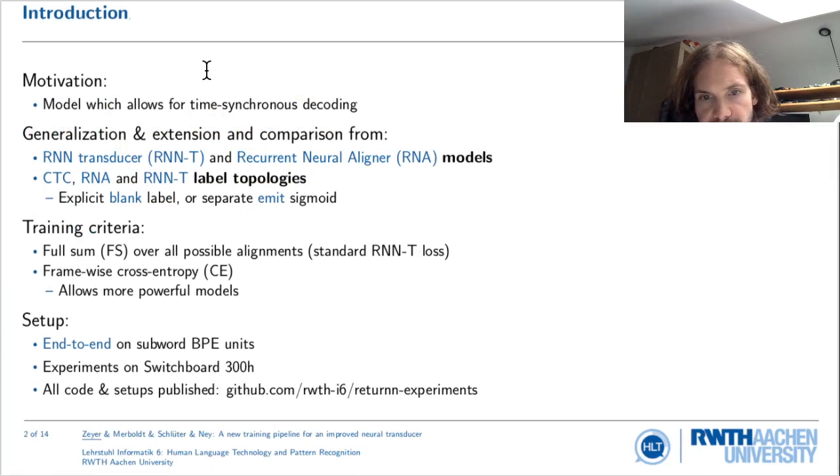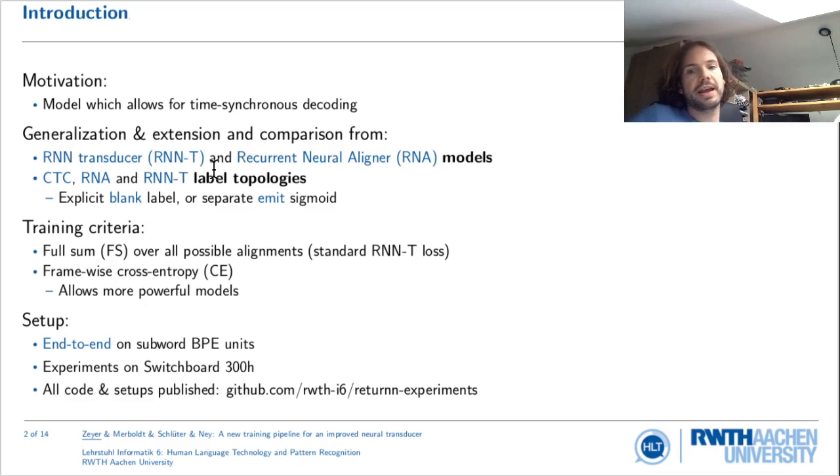The motivation for this work is to have a model which allows for time-synchronous decoding, which is also important for online streaming. We generalize from the RNNT transducer model and also from the recurrent neural aligner RNA model. And we also extend from both these models to have a more powerful model.